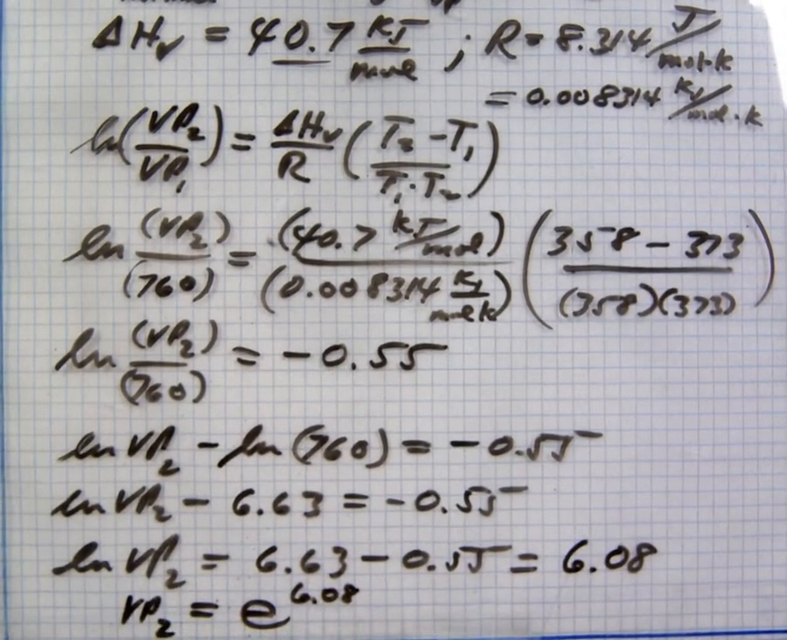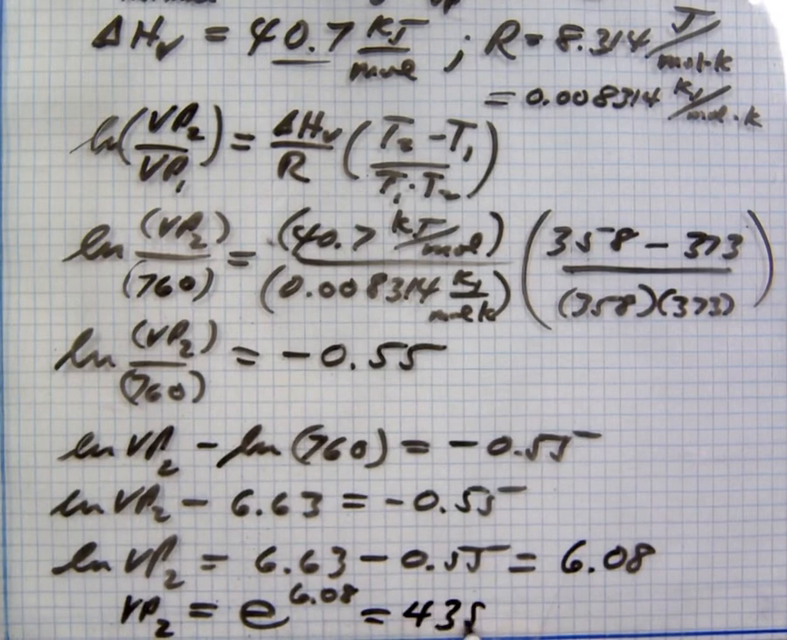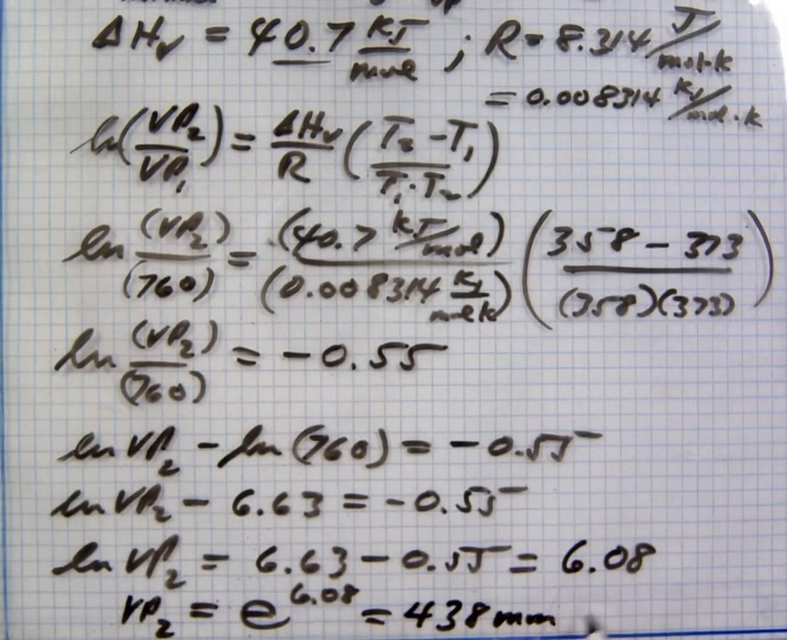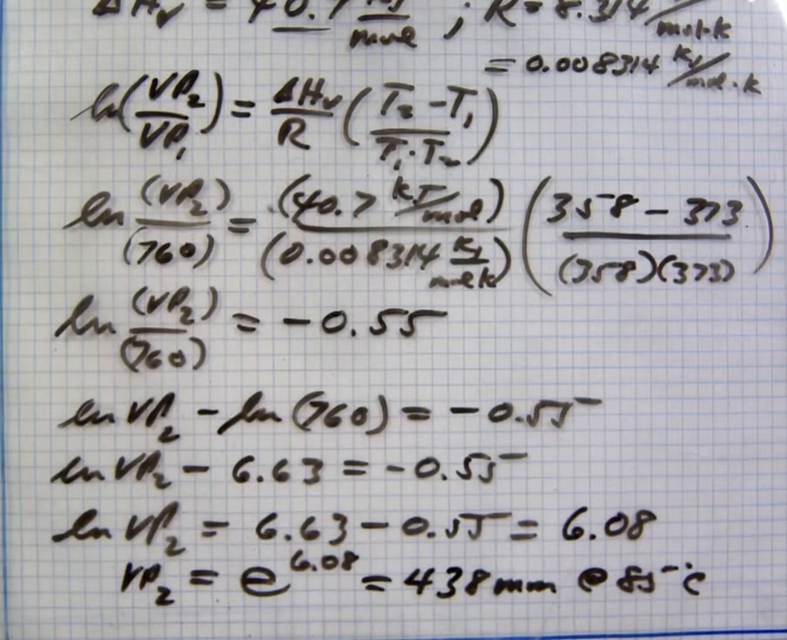It's an exponent of the natural log, and all I have to do now is hit my e function, and I get 438 millimeters at 85 degrees Celsius. So you will have to deal with this kind of problem.